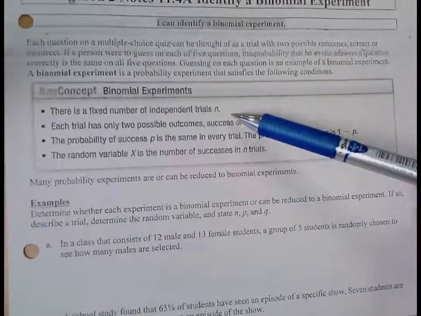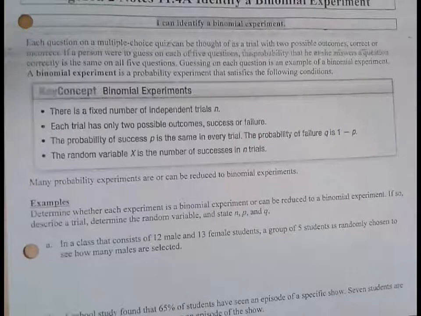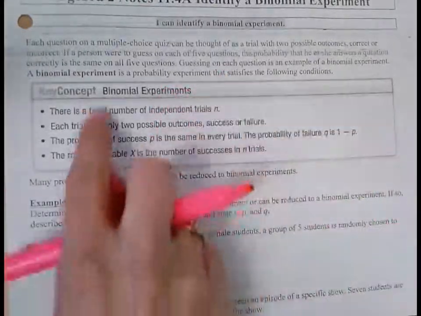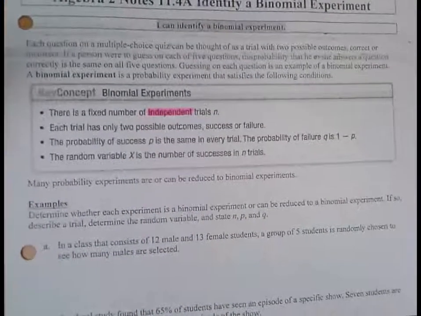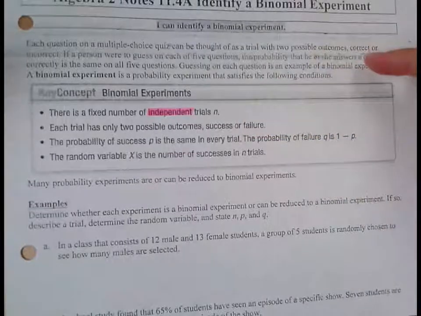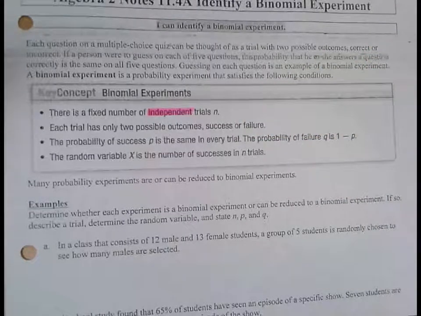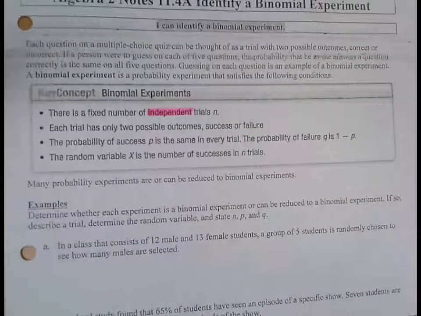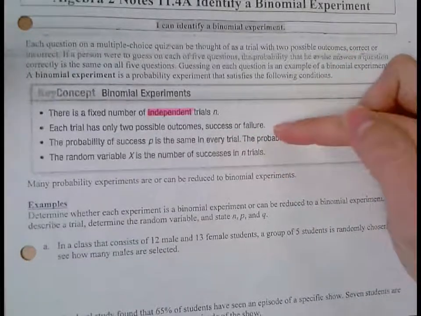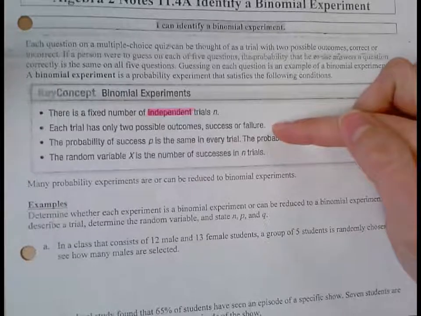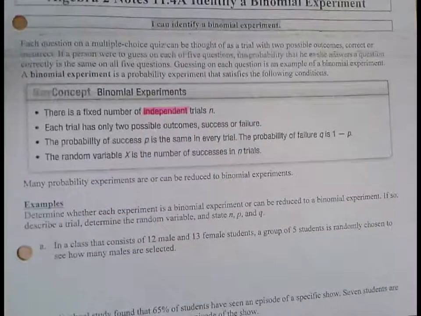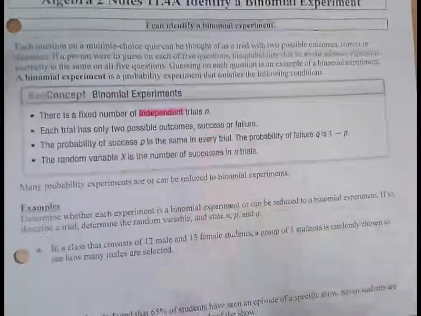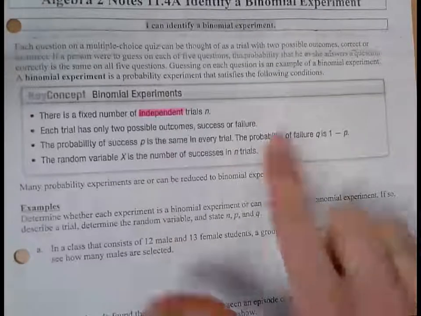So in a binomial experiment, there has to be a fixed number of independent trials, n. Once I read through this list, I'm going to come back and talk about what independent means for independent trials. If I refer back to this multiple choice example, if there's 5 multiple choice questions, the n value would be 5. Each trial has only 2 possible outcomes, success or failure. A trial in this example would be answering a multiple choice question. A success would be getting the answer correct. A failure would be getting the answer wrong.